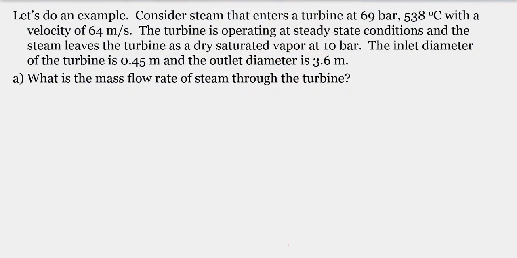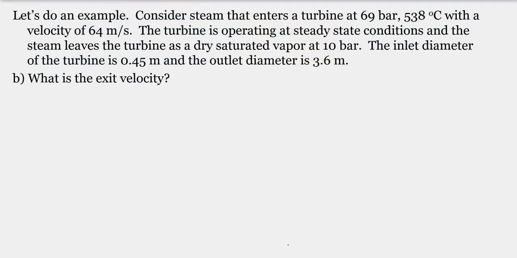So we just did the mass flow rate calculation. We went through that whole process. What is the velocity, the speed of the steam at the exit of the turbine? And do we have enough information to determine that? Well, of course we do. That's why I set it up for you. So what is the exit velocity? So what is V2?